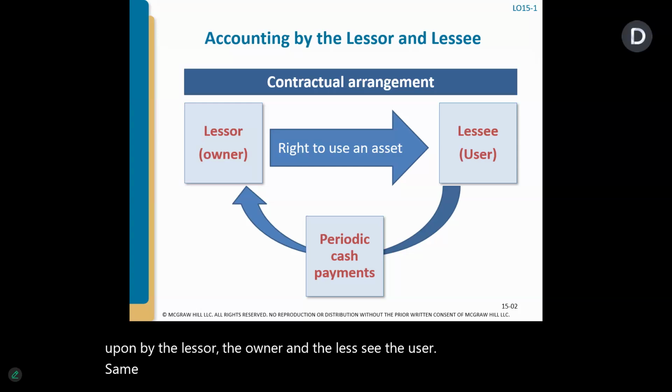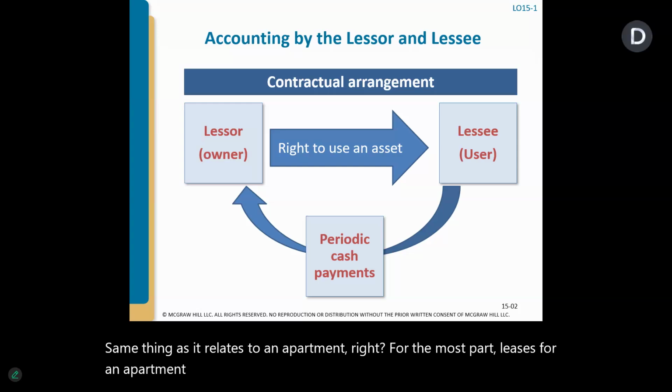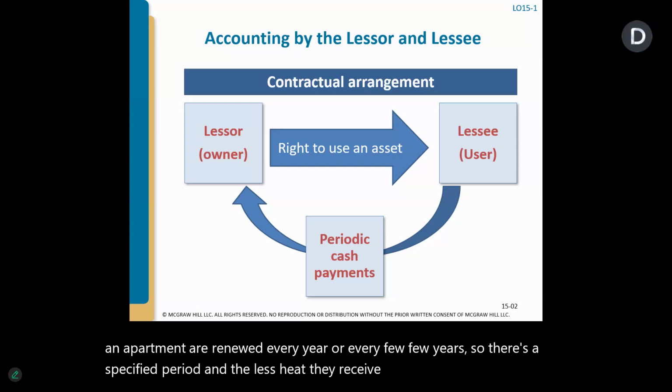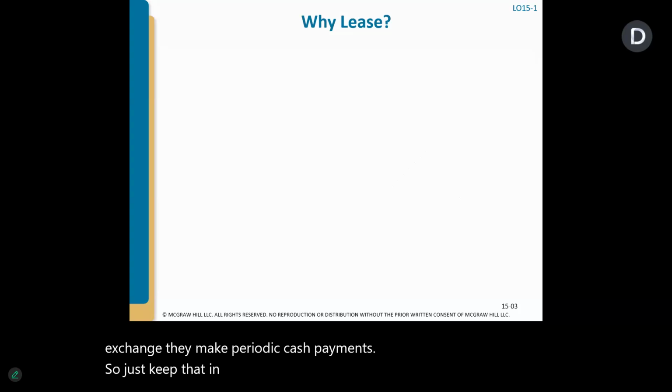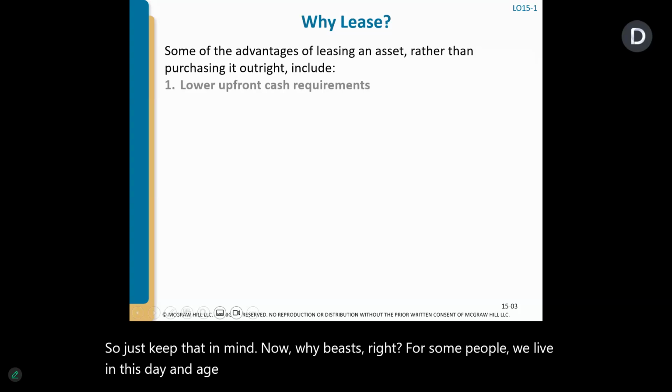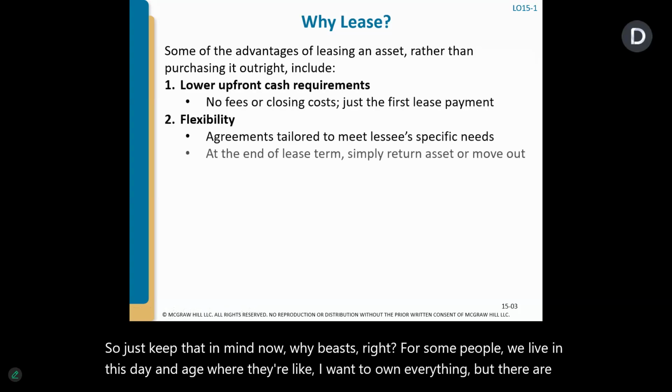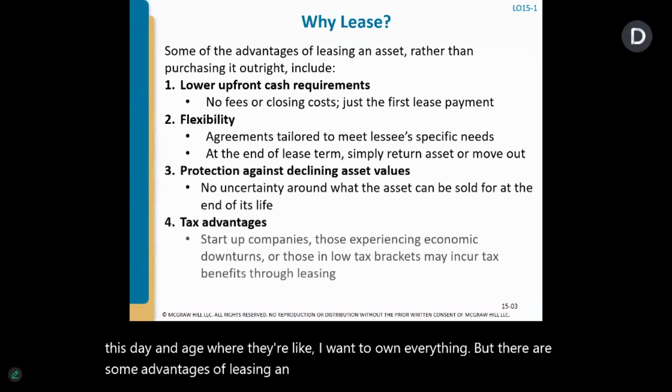Same thing as it relates to an apartment, right? For the most part, leases for an apartment are renewed every year or every few years. So there's a specified period, and the lessee receives the right to use the asset, and in exchange, they make periodic cash payments. So just keep that in mind. Now, why lease? Right? For some people, we live in this day and age where they're like, I want to own everything, but there are some advantages of leasing an asset rather than just purchasing it outright.